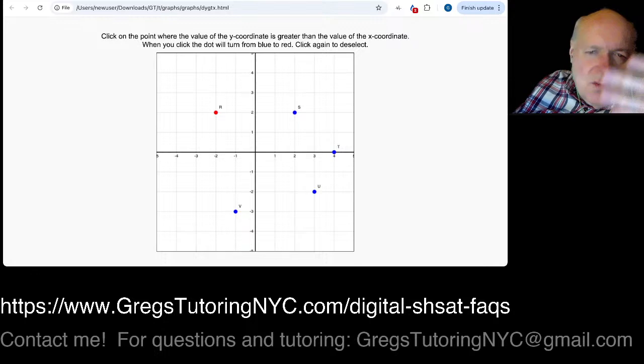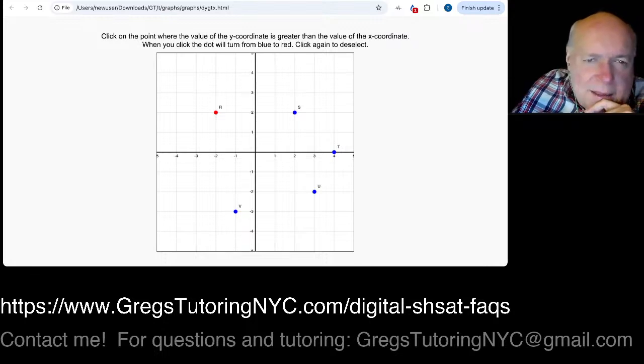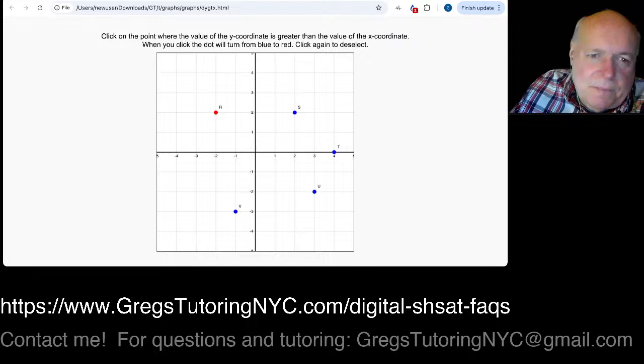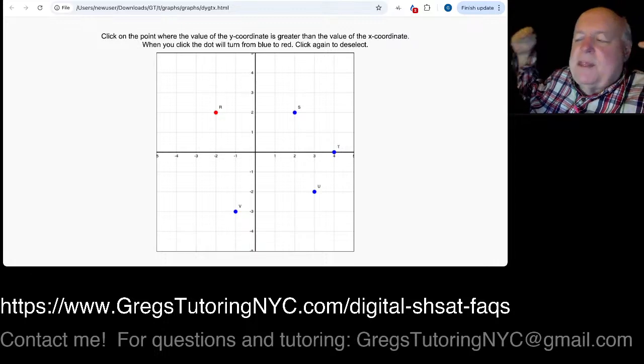And this is a little awkward. Like, what do they mean that the y coordinate is greater in value than the x coordinate? Well, this is minus 2, 4. So 4 is the y coordinate. 4 is greater than minus 2. And it makes you kind of stop and think a little bit.